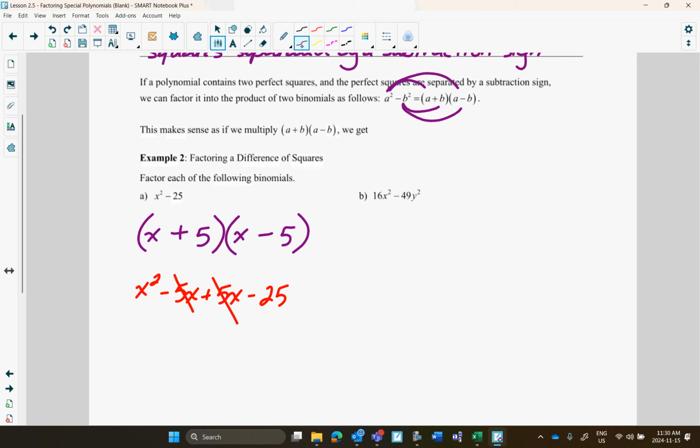So what about this one? Again, two sets of parentheses, plus minus. And what goes in here? Well, what times itself gives you 16x squared? So 4x and 4x. And what times itself gives us 49y squared? And we're done.